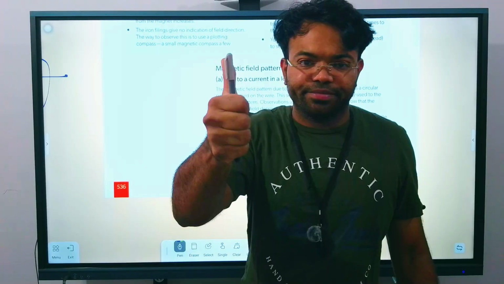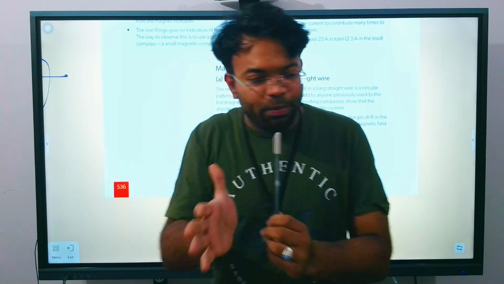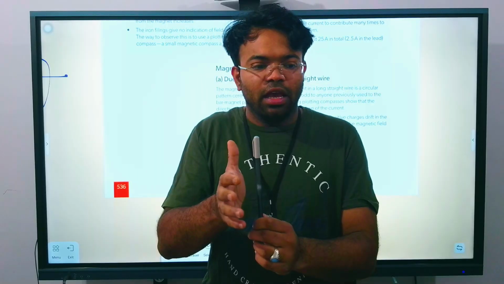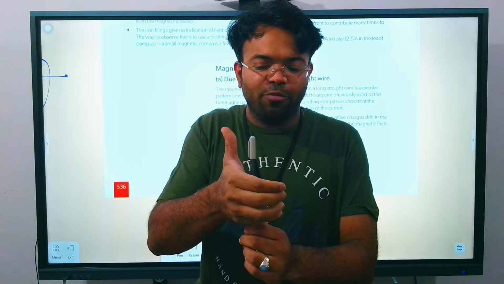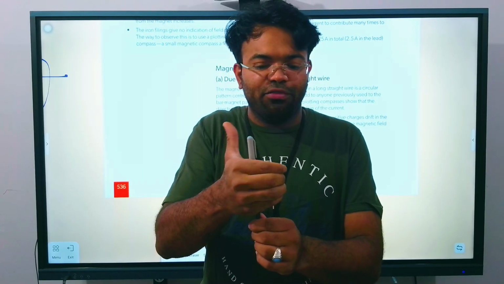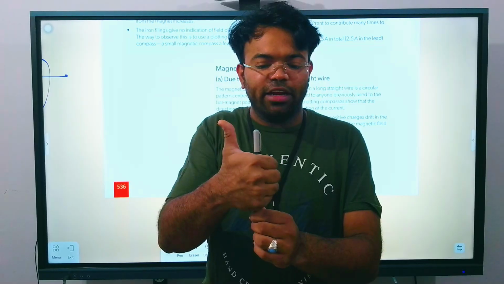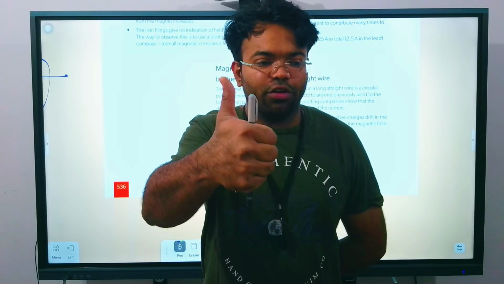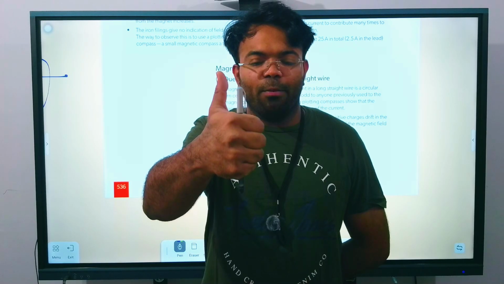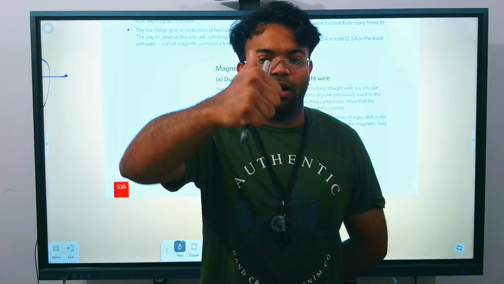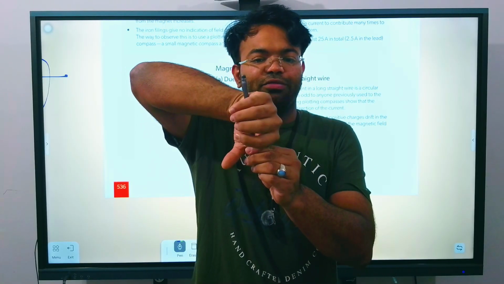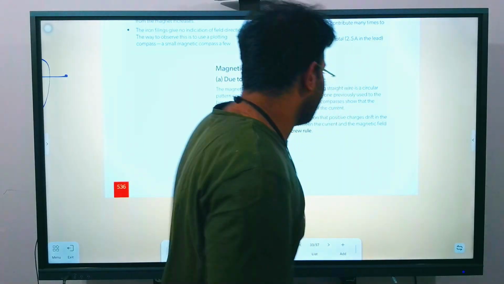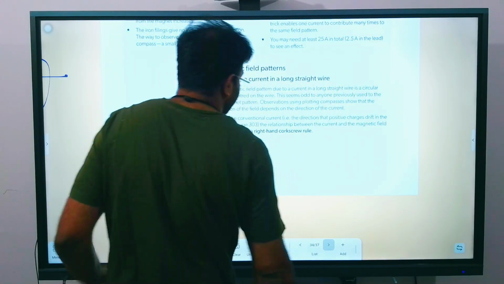Am I right? Now keep your pen in your hand and see what happens. When the thumb is pointing upwards, the magnetic field is in the anti-clockwise direction. You have to use your right hand. But when I put the thumb downwards, if the current is moving downwards, then what happens? The magnetic field is in the clockwise direction.